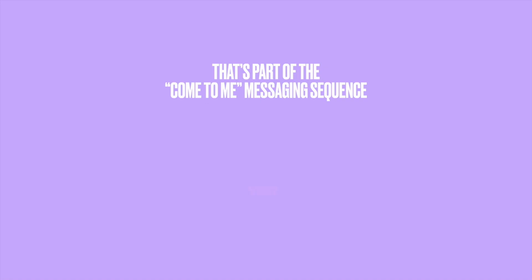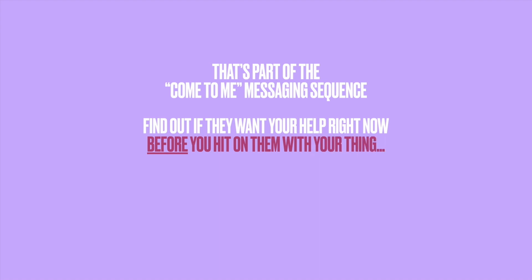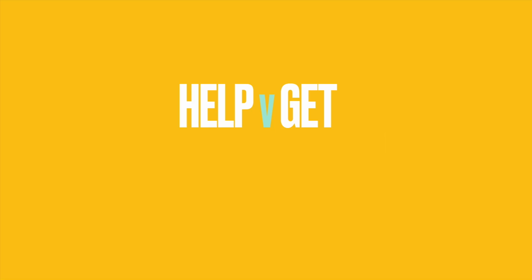So what I'd like to do is show you how to figure that out, because it's part of the Come to Me messaging sequence that I'm going to show you here, okay? So here we go. How do you do that? You want to find out if they need your help right now before you hit on them with your thing. We just talked about that. Are we good here? All right, so you need to know who you help. So the first distinction is help versus get. Who do you help versus who do you get?